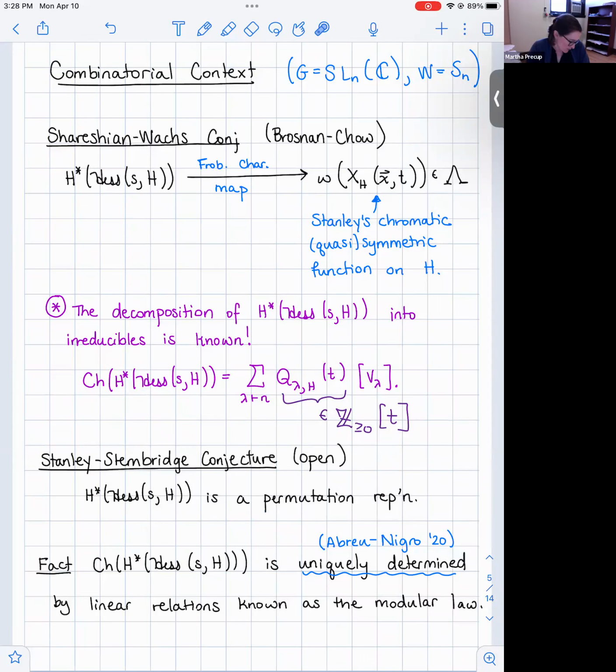Another really nice fact about these representations that's obtained from the combinatorics side of the picture is that this dot action representation and its character is uniquely determined by linear relations that are known as the modular law. So folks in combinatorics observed this a long time ago.